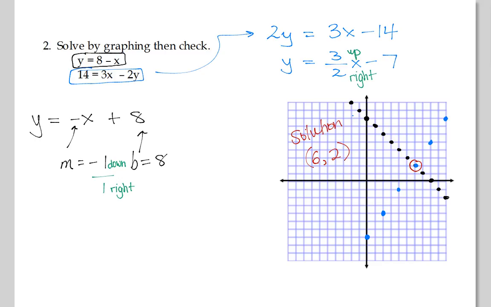So then go check. If I plug in a 6 for that x value, 8 take away 6, 2. Perfect. It works for the first equation. It also has to work for the second equation. So plug in a 6 for the x, plug in a 2 for the y. 3 times 6, 18. 2 times 2, 4. 18 take away 4, 14. So you can always go back and check, make sure you did that properly. And then you can look at the instructions here, solve by graphing, then check.